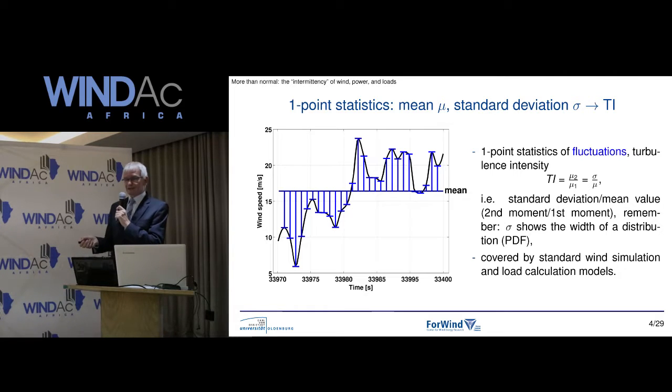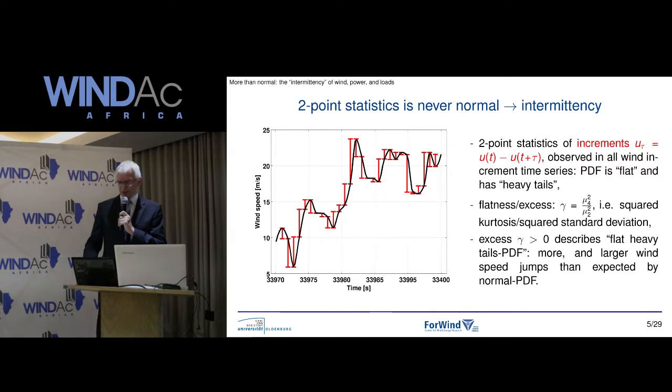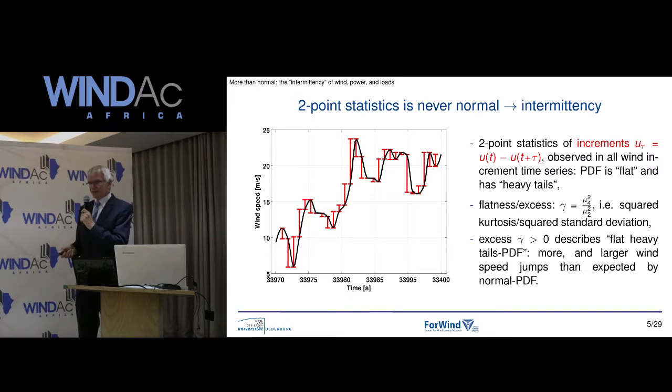This is the standard method how to deal with turbulence. But we can proceed to the so-called two-point statistics. So now we look for the jumps from one time step to the next. We have small jumps, and we have some big negative jumps. Also here is a big positive jump. And so we are looking for the increments. They are defined like this, the difference from here to here. And then we again plot the probability density function, PDF.